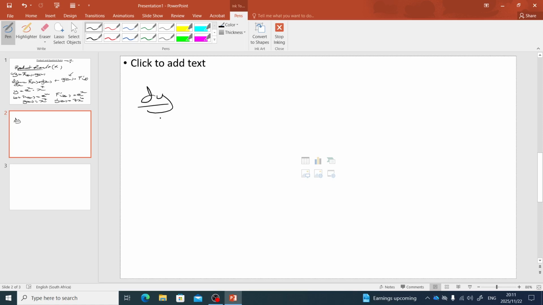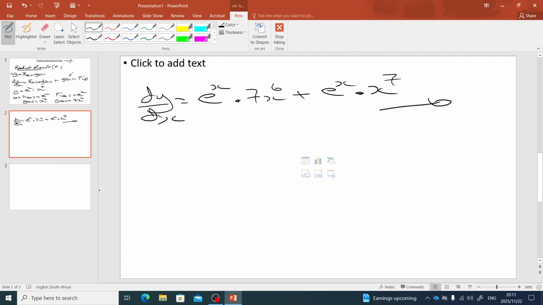Now it will be dy over dx equals, now you have e to the power x multiplied by 7 multiplied by x to the power 6, plus the differentiation of f of x, which is e to the power x, multiplied by x to the power 7. This is what you will then have as your answer. This would be your answer for your product rule.